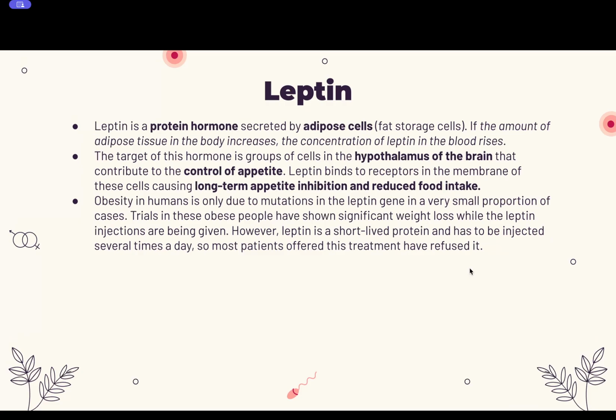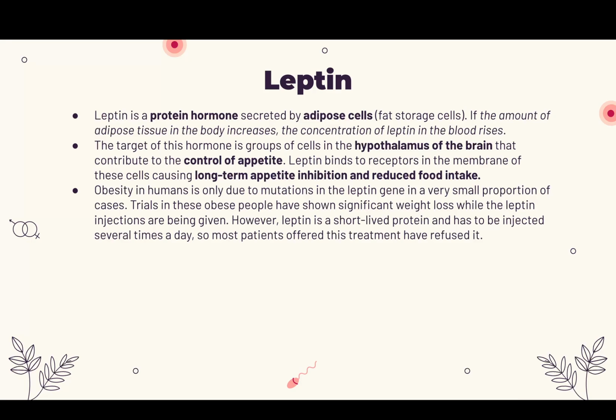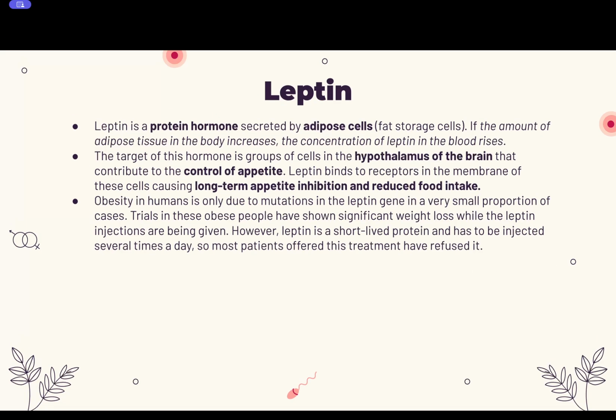Okay, the next is leptin. Now, this is related to obesity, and there is not an experiment, but an explanation related to rats and the genetic makeup. I'm not going through all of it, but I'm going through what leptin does as a whole. Leptin is a protein hormone secreted by adipose cells or fat storage cells within your body. If the amount of adipose tissue within your body increases, the concentration of leptin in the blood will rise.